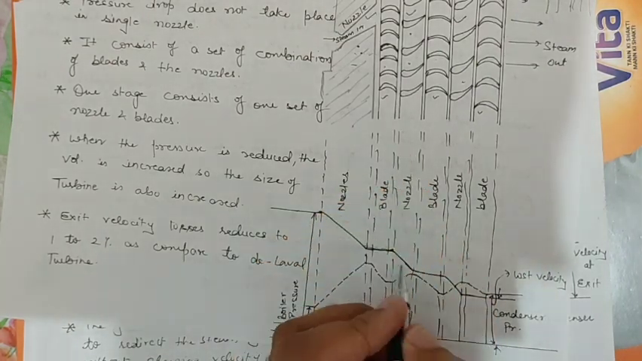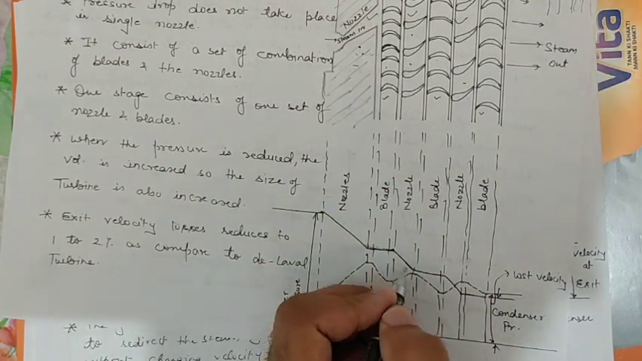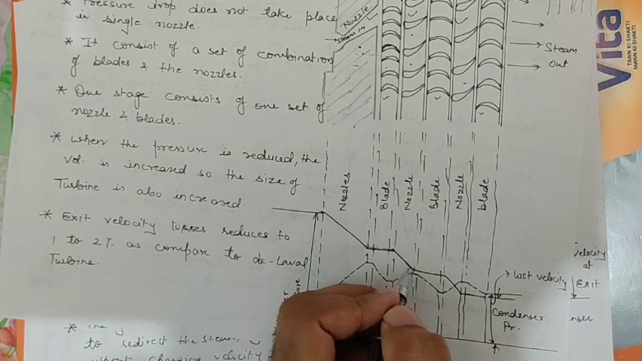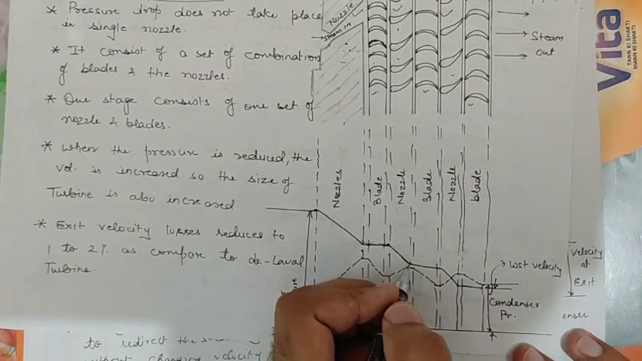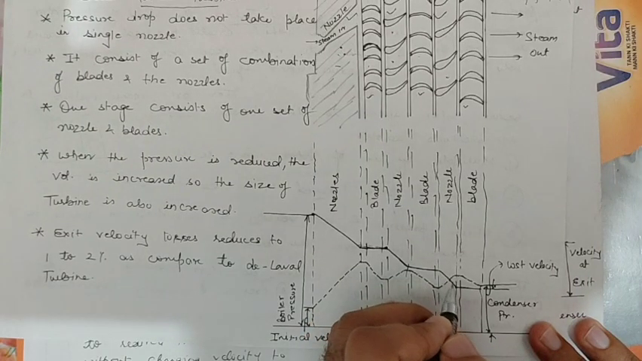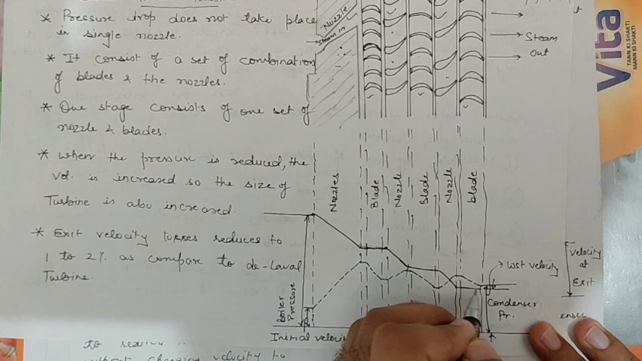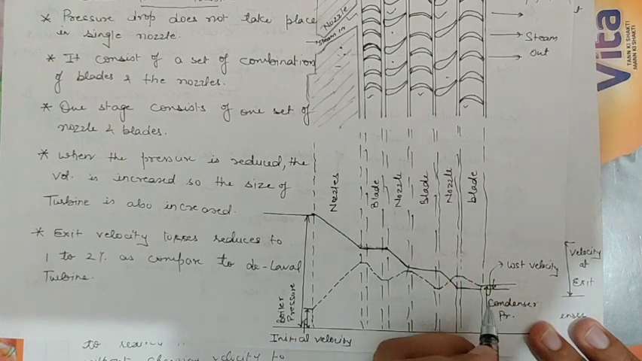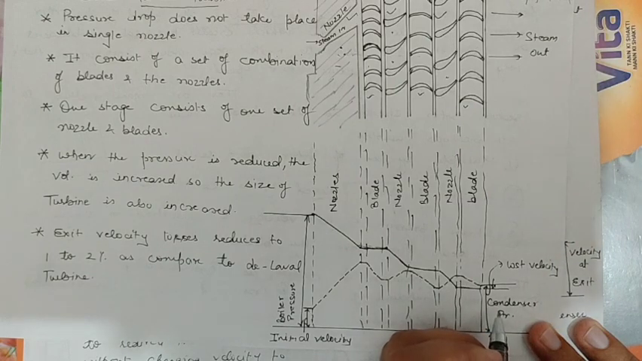Now the steam that is coming out from the nozzle and moving blade again goes to the fixed blade, which acts as nozzle. Then again expansion of steam takes place and the pressure reduces, and again moving blade, then again fixed blade, then expansion of steam, then this is the condenser pressure. So we will do this process up till we get the condenser pressure.